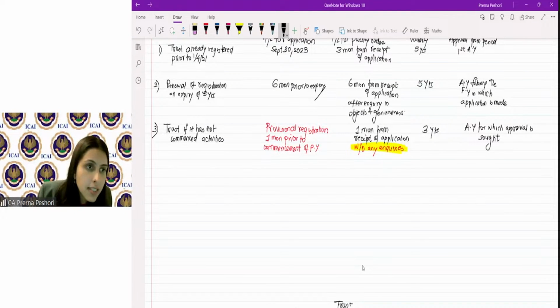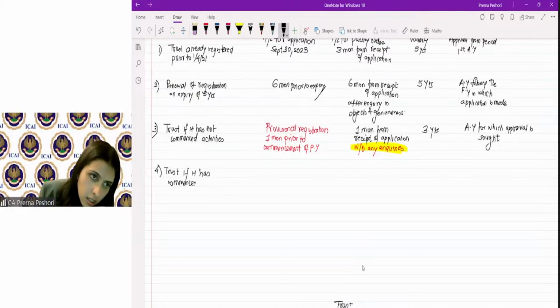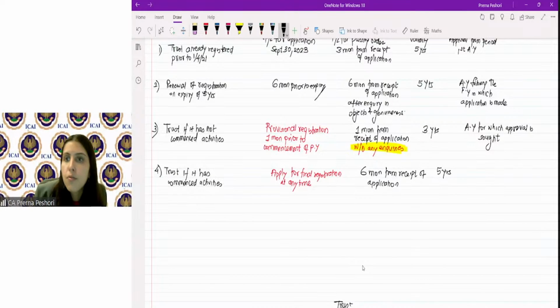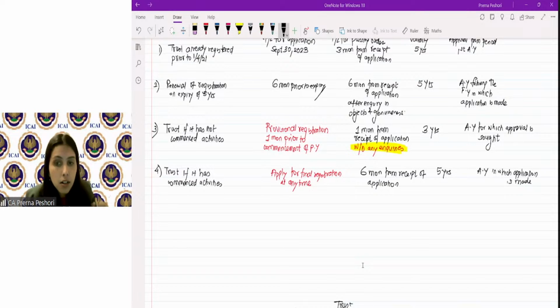And if the trust has commenced the activities, then directly apply for final registration at any time. This shall be given within 6 months from receipt of application. Again, this shall be valid for a period of 5 years, and this shall be from the AY in which application is made. Are we clear?